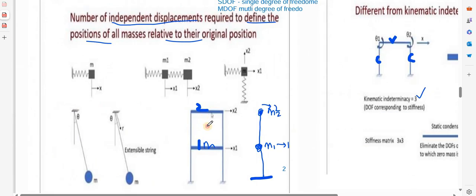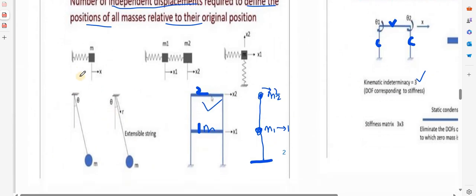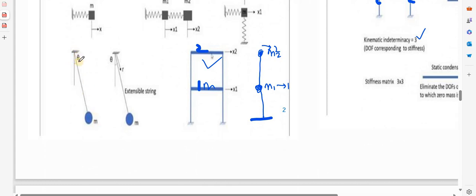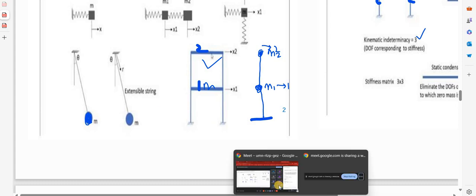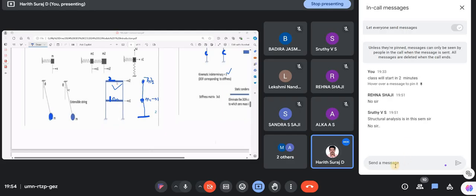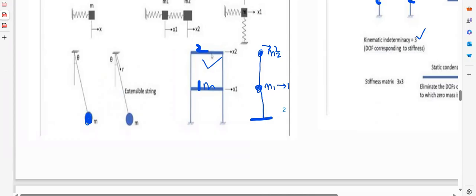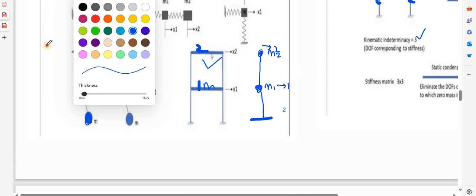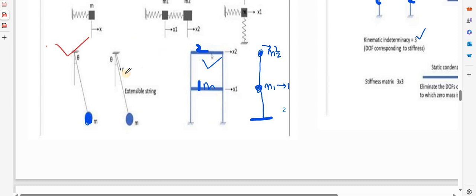In this system, the degree of freedom will be 2. Now if I have a string like this, holding a mass, what will be the degrees of freedom for this mass? Degrees of freedom means the possible movement of that mass. For this system which I have marked in red, what will be the degree of freedom?